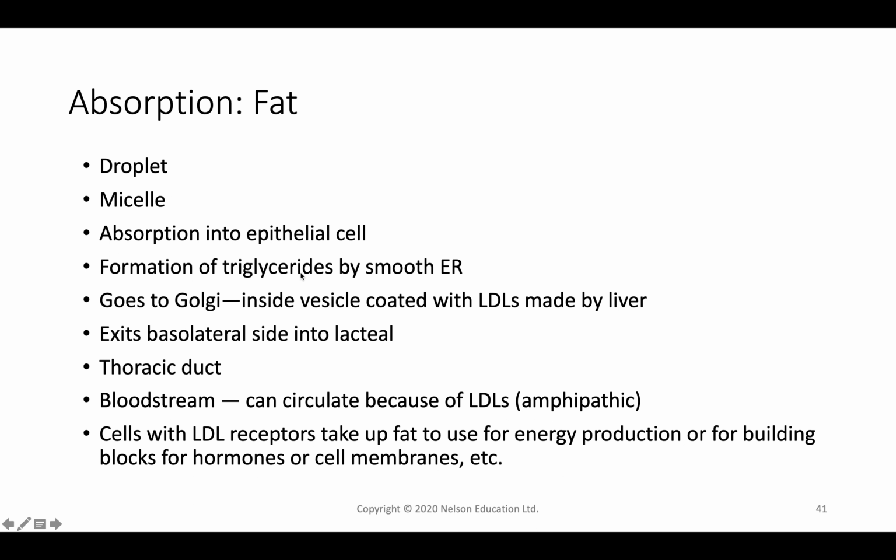and then form triglycerides in the smooth ER, then get transported through the Golgi, through LDLs, again, which are going to be made by the liver, so through a vesicle that's coated by LDLs, and then it's going to exit out into the lacteal. And again, in the lacteal region, we're going to be picked up by the lymphatic tissue, transported and dropped into the bloodstream through the thoracic duct, where it's able to circulate because of the LDLs, which are, again, amphipathic molecules, or molecules that have both a water-soluble and a fat-soluble region.